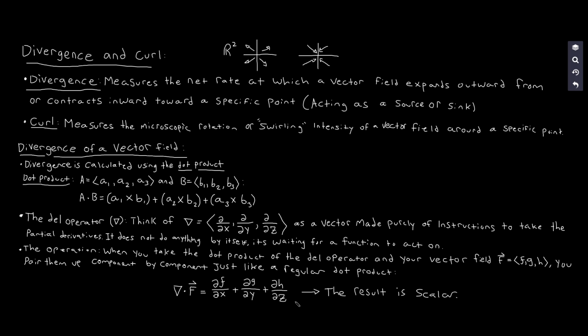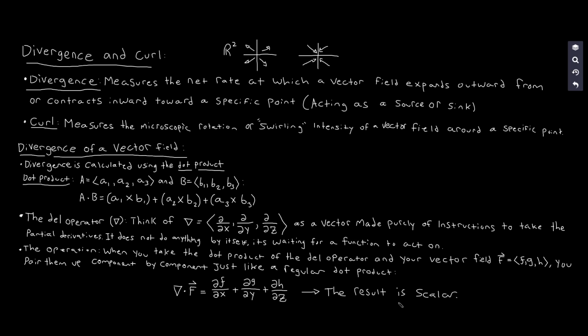But the result is scalar, and the result is scalar because it's a dot product. The vectors vanish. The answer is not a new vector direction. It's a single number or a scalar function telling you the strength of the expansion or contraction at that specific point.